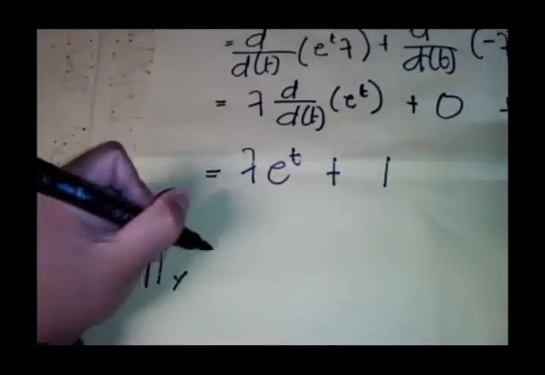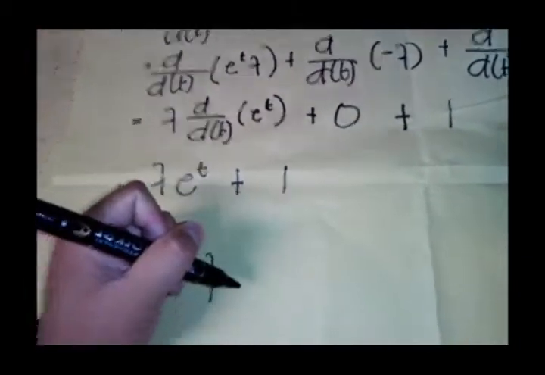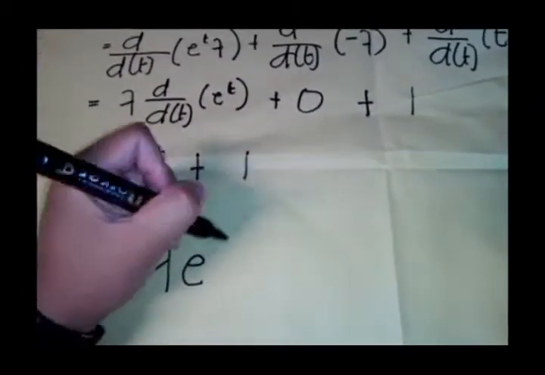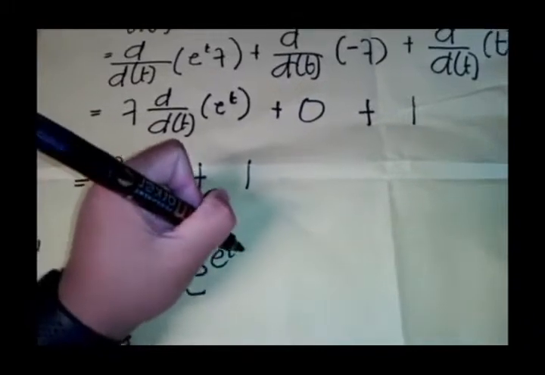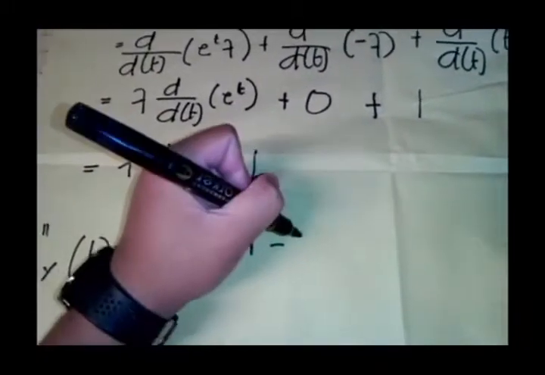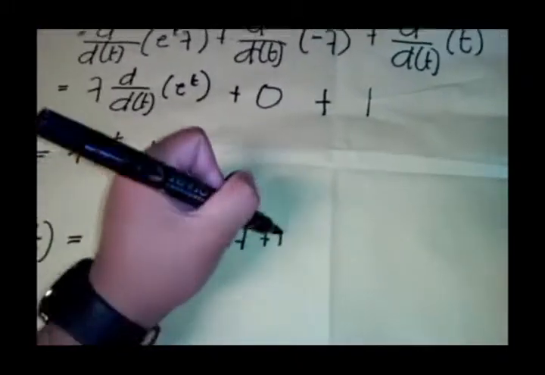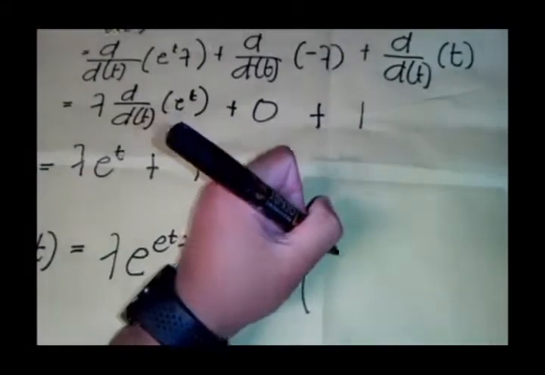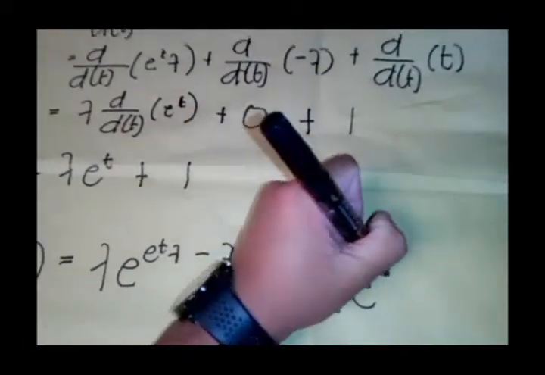So thus our second derivative of the moment generating function is equal to u times u prime. So we have lambda e raised to the power of e to the t times lambda minus lambda plus t, times lambda e to the t plus 1. Now we have our second derivative of the moment generating function.